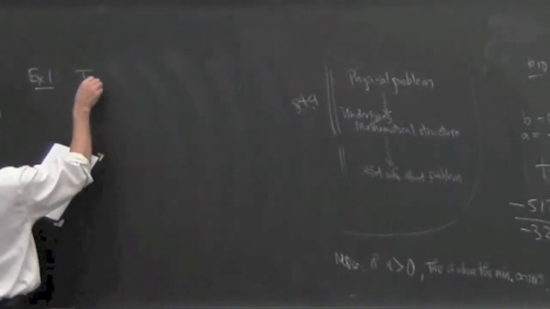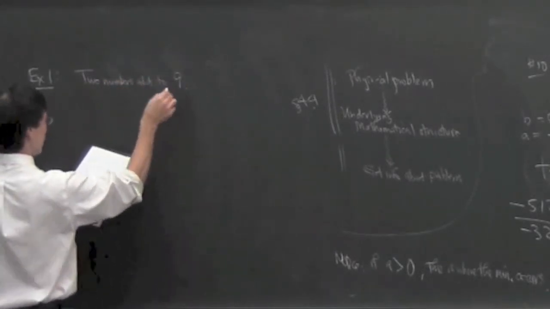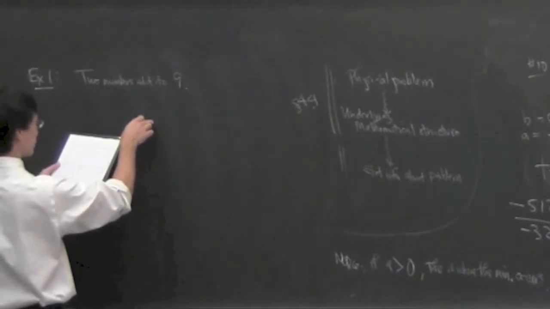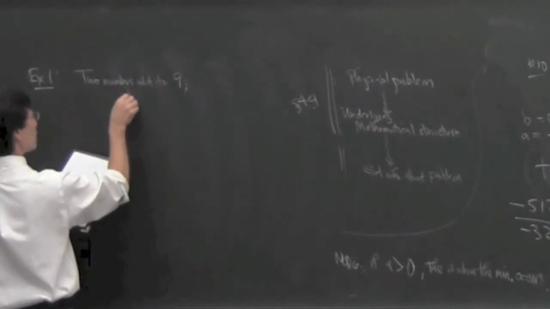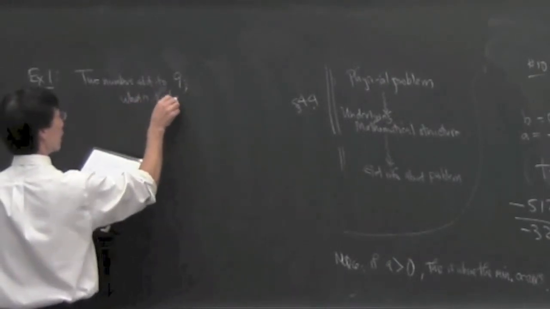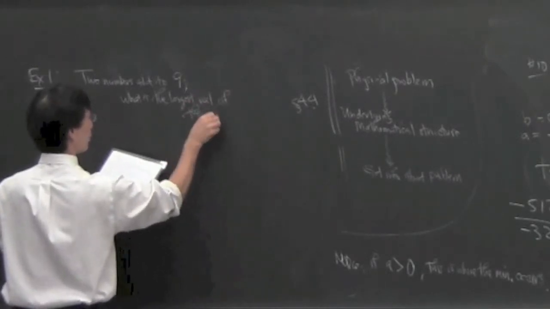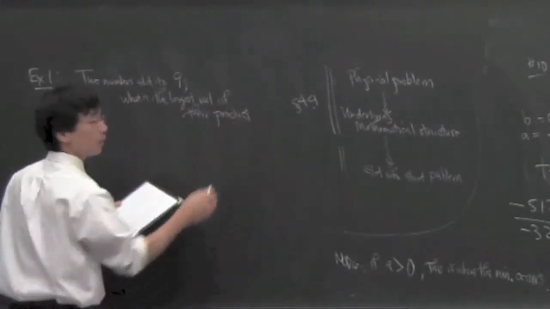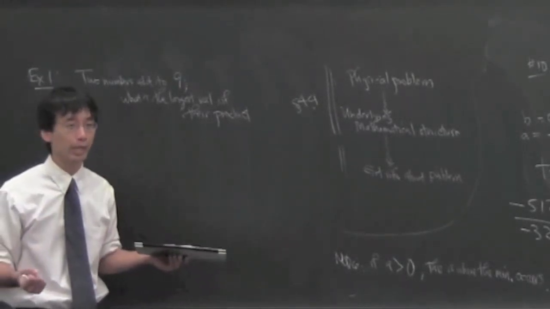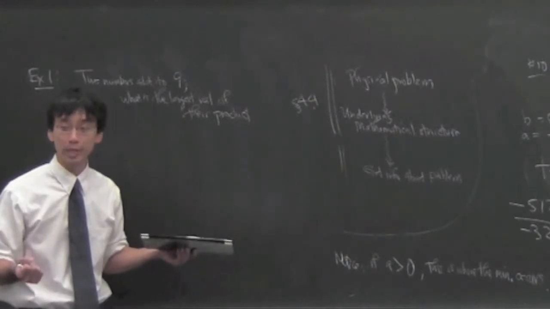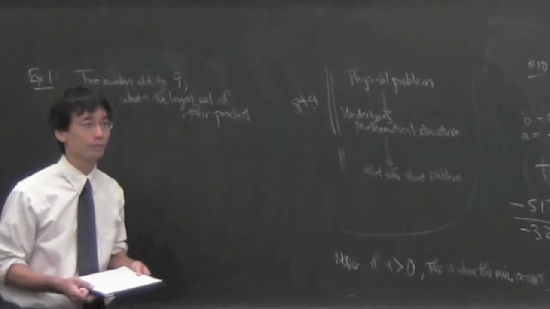Two numbers add to 9. What's the largest value of their product? Okay, because you've got a game here, right? Everybody's allowed to choose two numbers that add up to 9, and the person who gets the two numbers that have the biggest product wins.